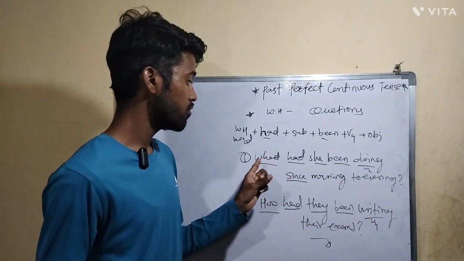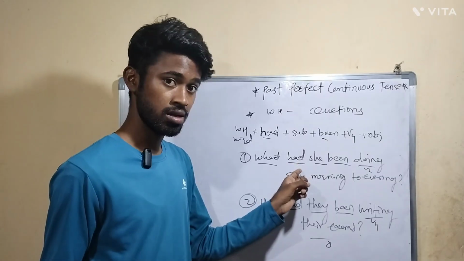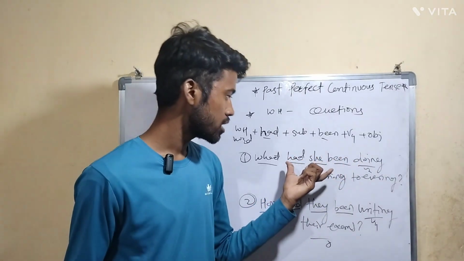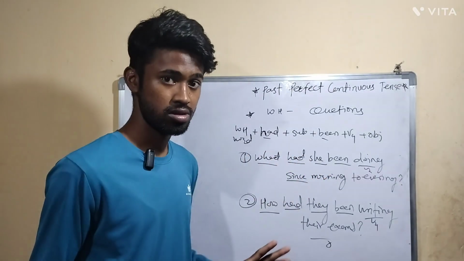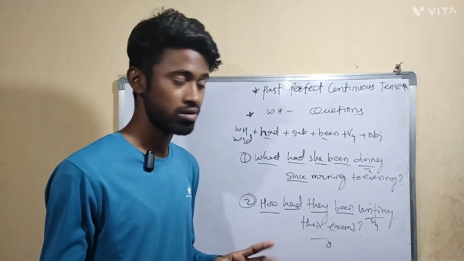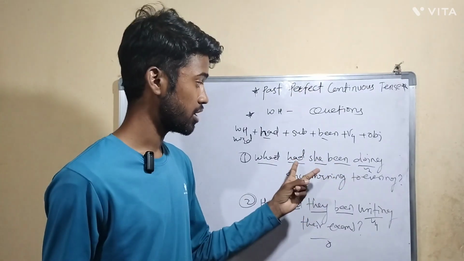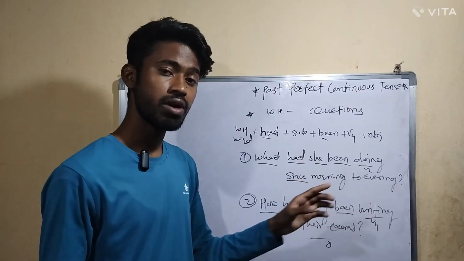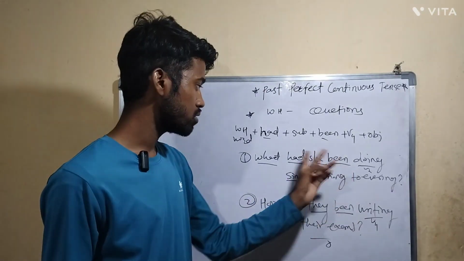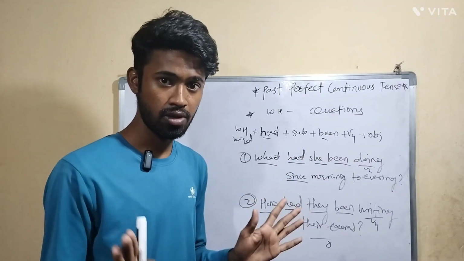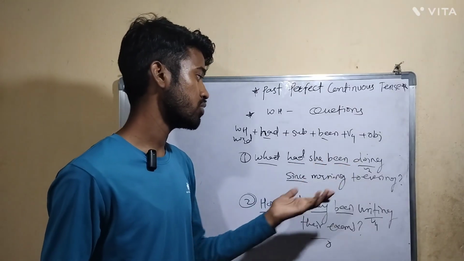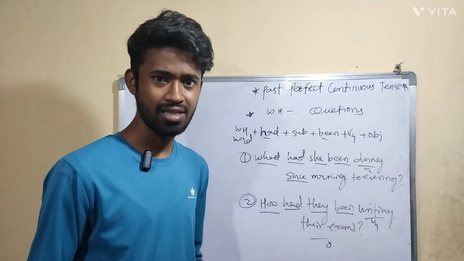So what is the structure here? First WH word, after that had, after that subject, after that been. Here this is a composite helping verb, right? There are two words in one helping verb, that is had been. There are two helping verbs in short. This is the be form, this is the have form. So there are two helping verbs, and one helping verb we have to use before the subject, and one helping verb we have to use after the subject. If we are using both together, it is wrong. You should not use that. Few students, what they will do, what had been she doing since morning? This is wrong, right? It is not giving any sense.